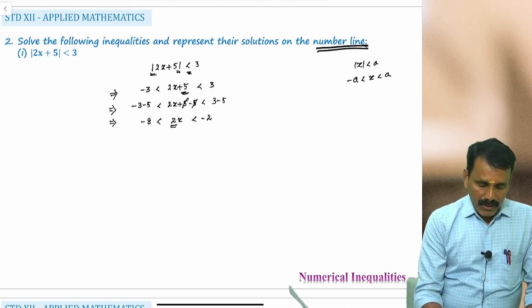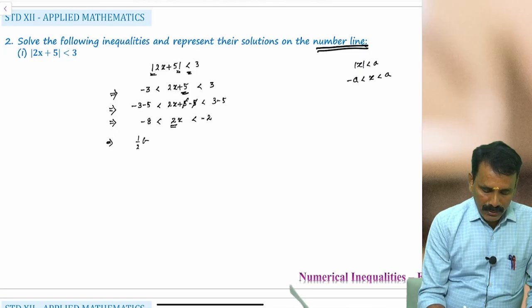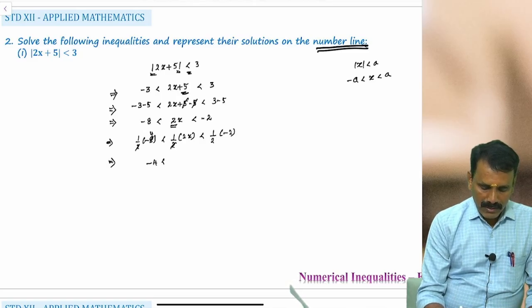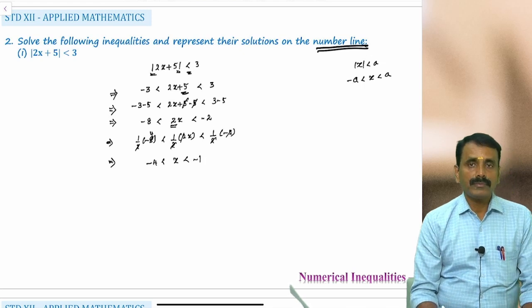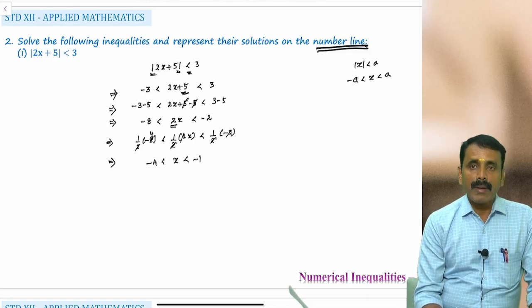Again we have to eliminate 2. How to eliminate? We multiply by the multiplicative inverse. So the multiplicative inverse of 2 is 1 by 2. So 1 by 2 into minus 8 less than 1 by 2 into 2x less than 1 by 2 into minus 2. So we get the answer as minus 4 less than x less than minus 1. So my x value is going to lie between minus 4 and minus 1.